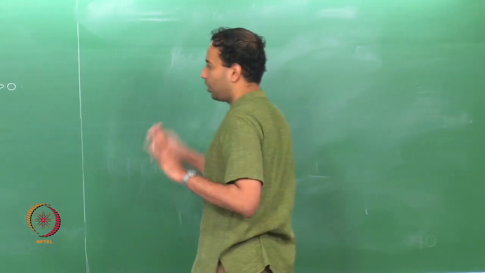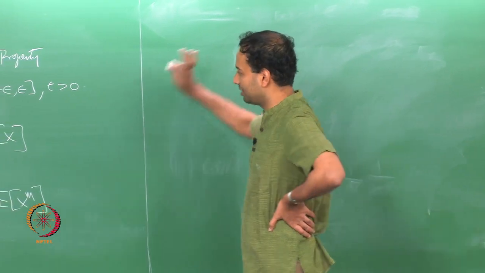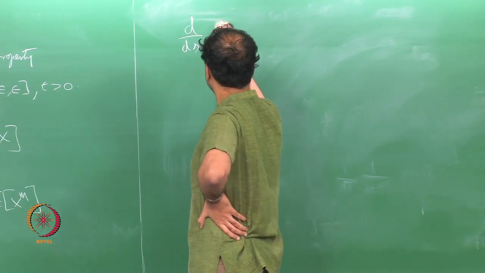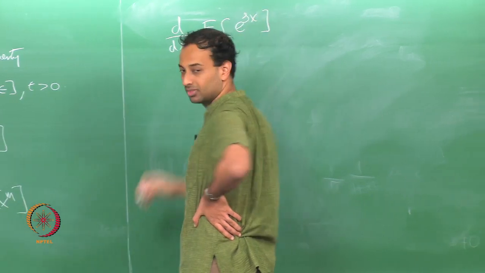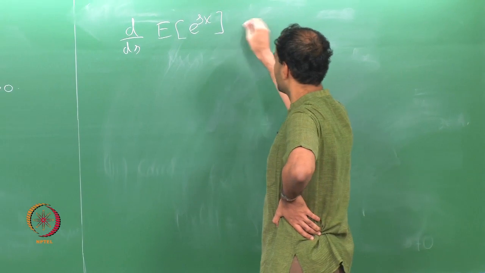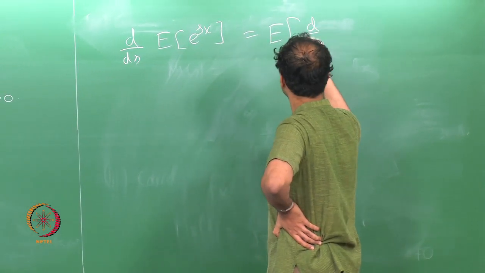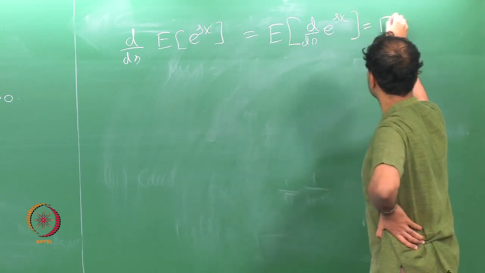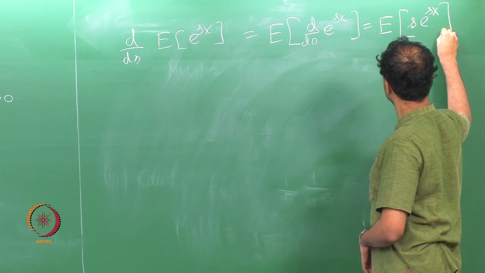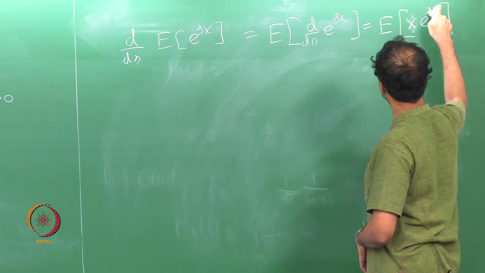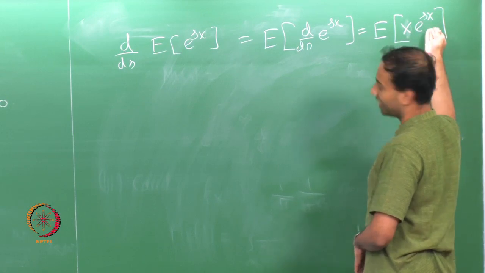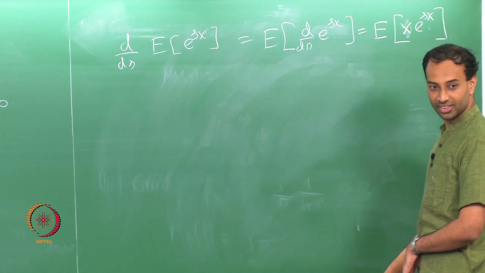So, if you want to prove this theorem, I will just do it at a very hand wavy level. You are taking d/ds of the expectation of e power s x, right. If you tolerate me taking the derivative inside, so if you do the expectation of d/ds e power s x, then this will be the expectation of x times e power s x, correct. I am differentiating with respect to s, right. Then I set s equal to 0, and I get the expectation of x, right.